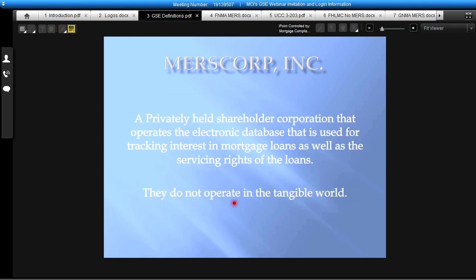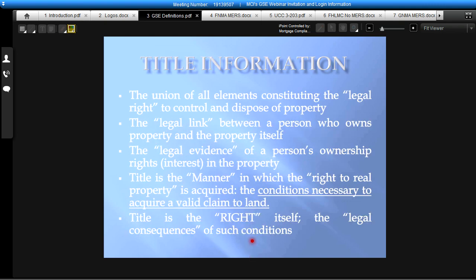Okay, a lot of this information all boils down to title. What is title? Everybody has a misconception. There are 10 different definitions out there. So what I put together is what I believe title is: one, the union of all elements constituting the legal right to control and dispose of property.